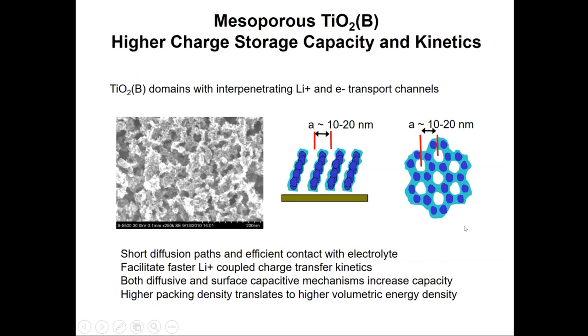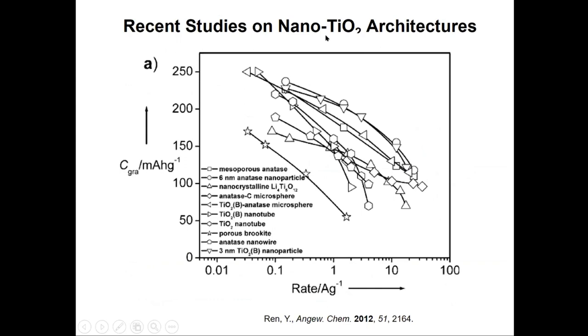And that actually has been shown now several times over, that this role of nano architecture, nanostructuring, mesoporosity principles leads to the highest performance in terms of gravimetric capacity as a function of the power characteristics of the device.